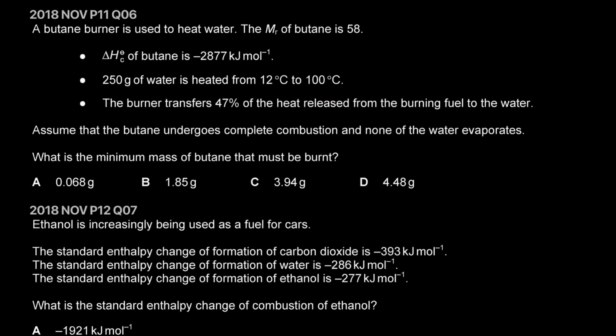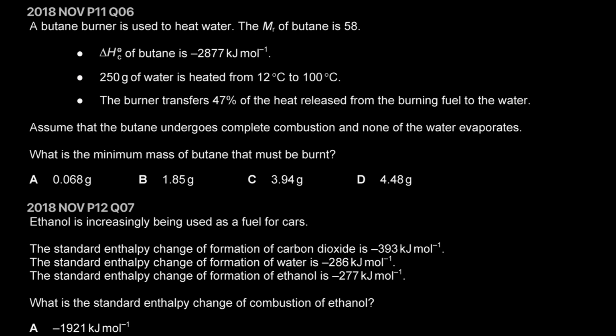All right. A butane burner is used to heat water. The Mr of butane is 58. The enthalpy change of combustion of butane is negative 2,877 kilojoules per mole. 250 grams of water is heated from 12 degrees Celsius to 100 degrees Celsius. The burner transfers 47% of the heat released from the burning fuel to the water. Assume that butane undergoes complete combustion and none of the water evaporates. What is the minimum mass of butane that must be burnt?